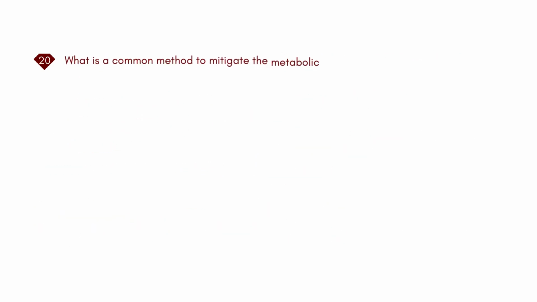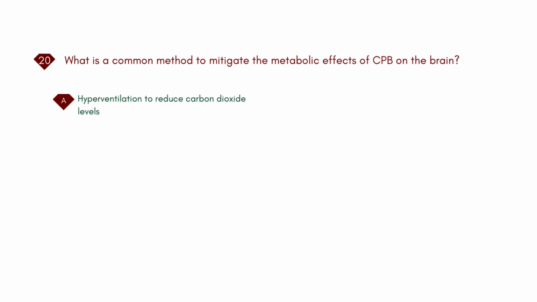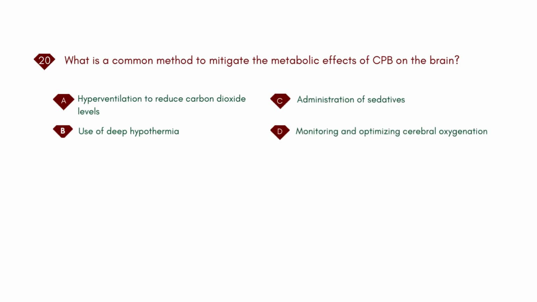What is a common method to mitigate the metabolic effects of CPB on the brain? A. Hyperventilation to reduce carbon dioxide levels. B. Use of deep hypothermia. C. Administration of sedatives. D. Monitoring and optimizing cerebral oxygenation. Answer. D. Monitoring and optimizing cerebral oxygenation.